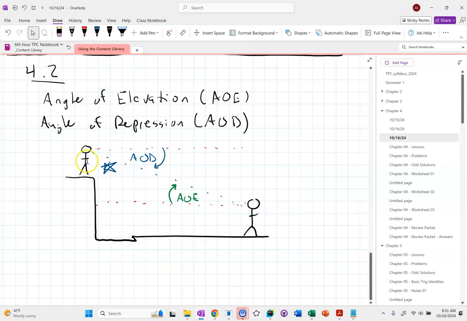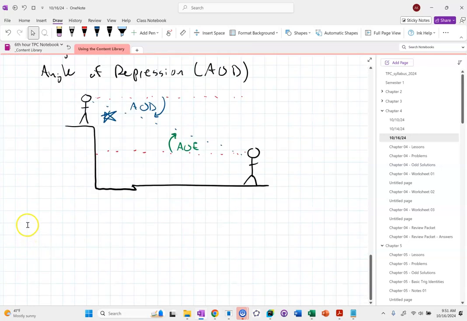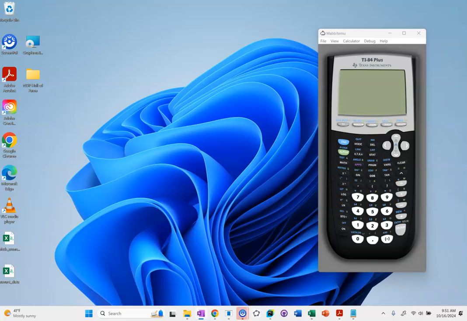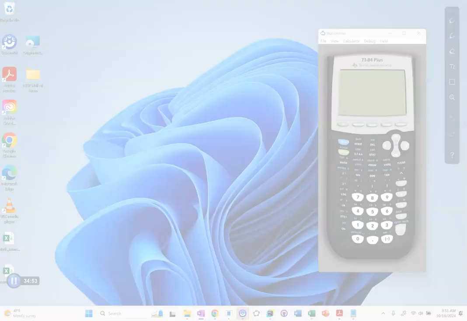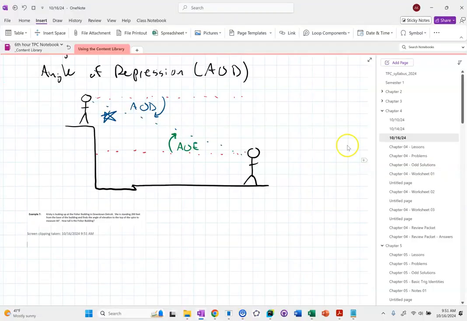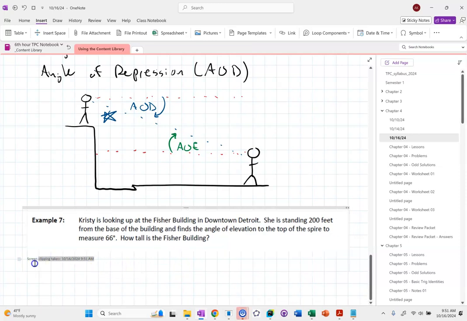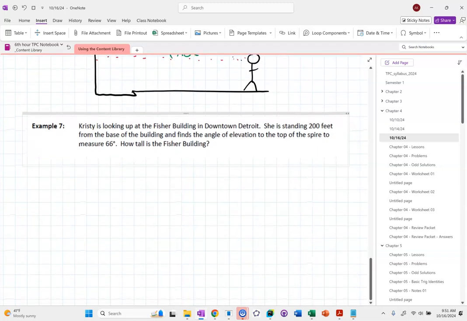So what you're going to be doing in the section 2 homework is taking a story problem situation, drawing a picture, making a right triangle out of the picture, and using SOHCAHTOA to solve for the missing piece.